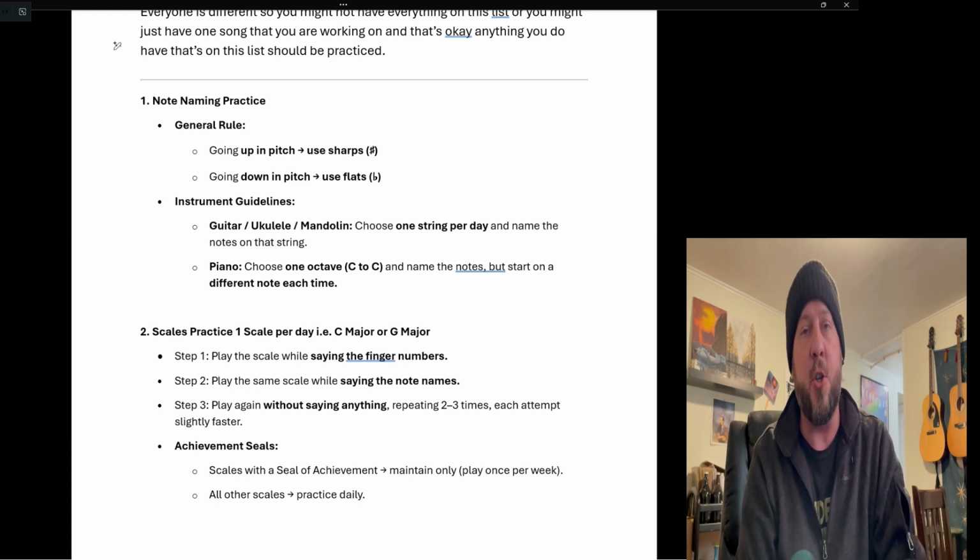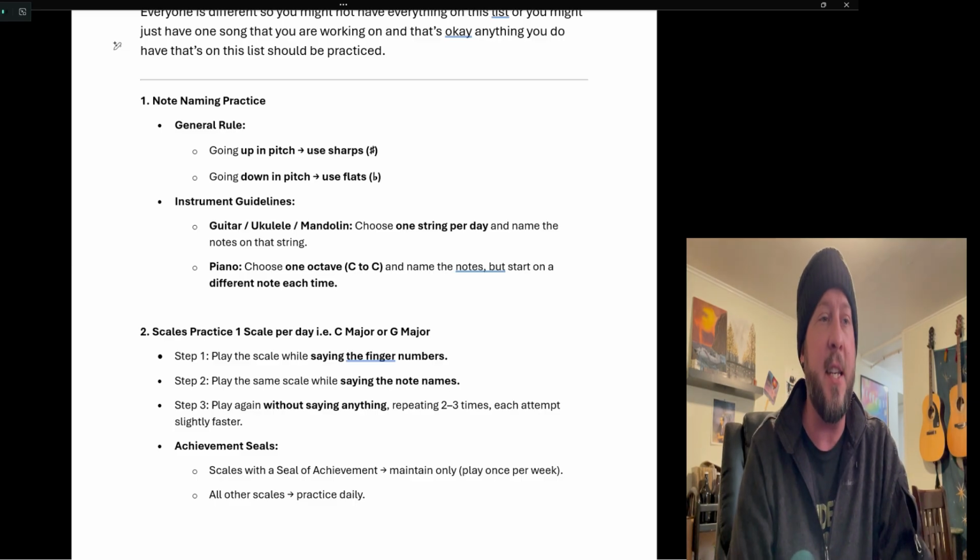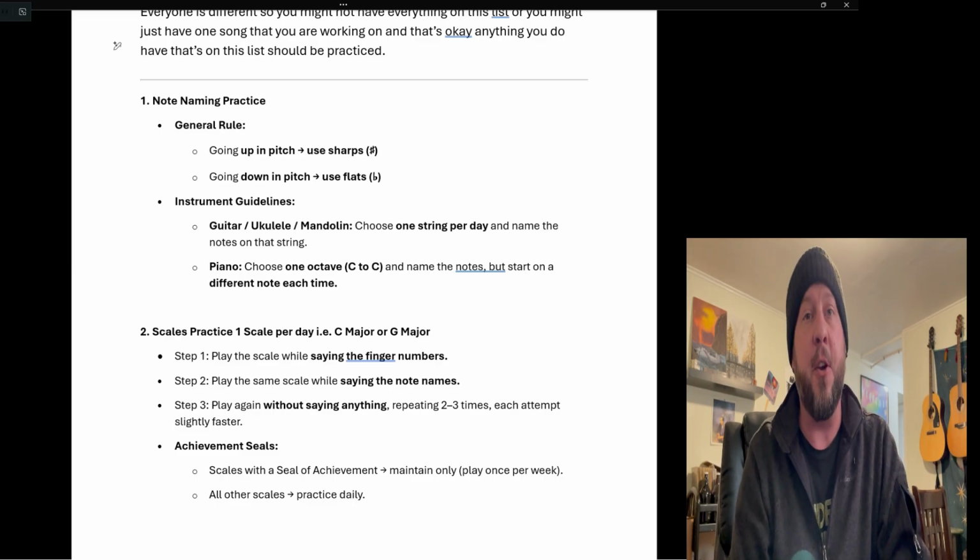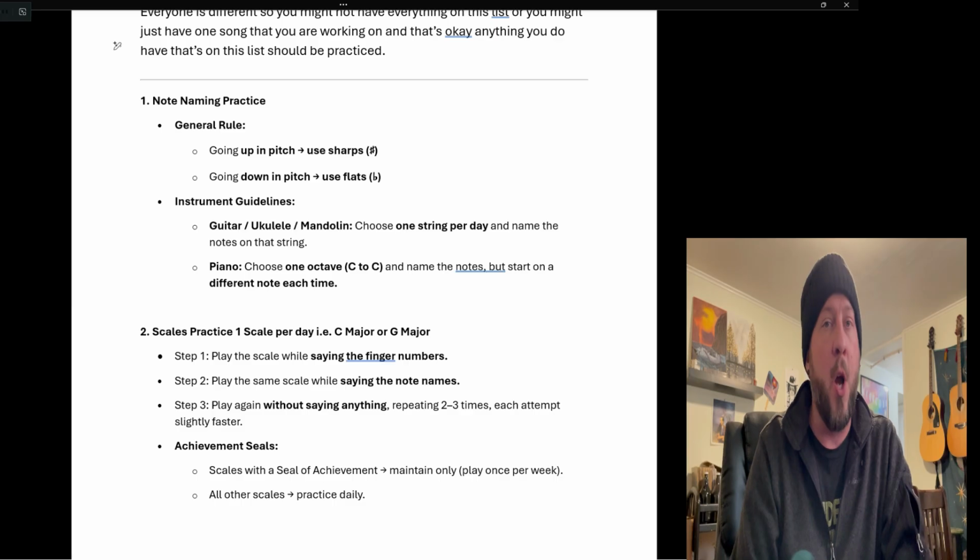The first step that you're going to be doing on this one is you're going to play that scale while saying the finger numbers, right? So 1, 2, 3, 4, 5, right? That type of stuff. And then step 2, you'll then say the note names.